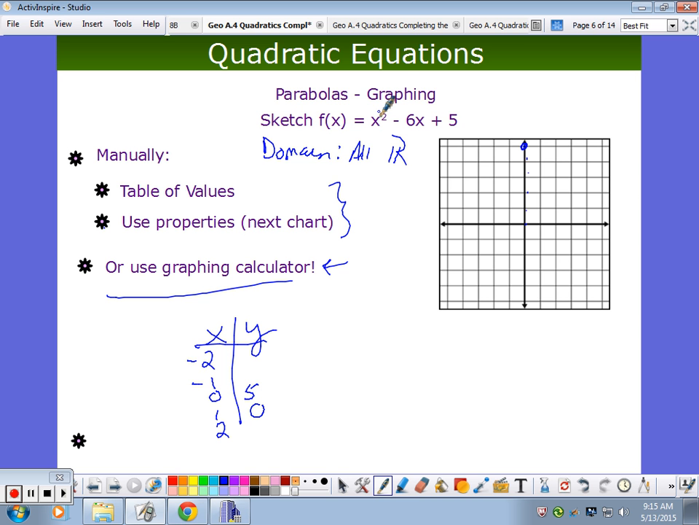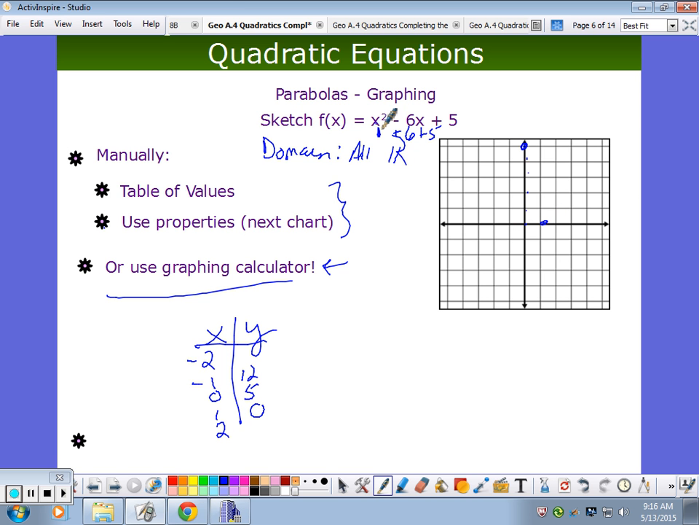Let's do negative 1. That was kind of easy too. Negative 1 squared is what? 1. Negative 1 times negative 1. Minus 6 times negative 1, that's a plus 6, plus 5. What's that? 12. Good. Okay, so let's see. So far I've got this. Negative 1, I'm already off the paper. Let's go this way then.